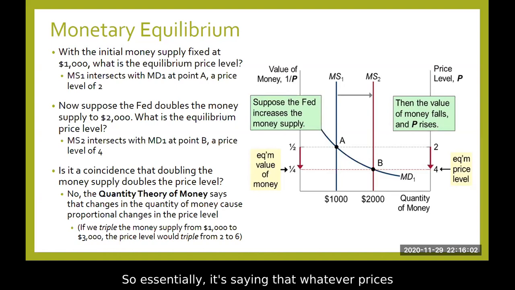Essentially it's saying that whatever prices we see depend on how much money we have in circulation. The more money we have in circulation, it's just going to lead to higher prices for the things that we have.